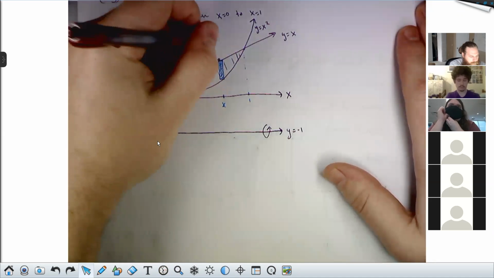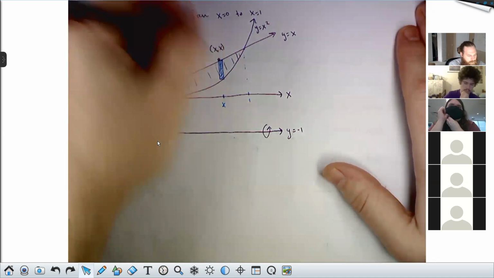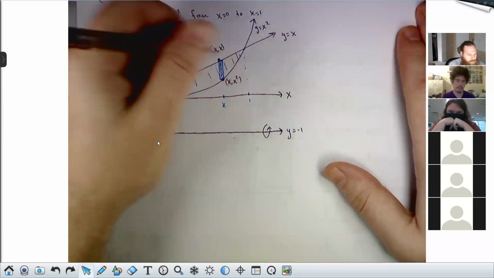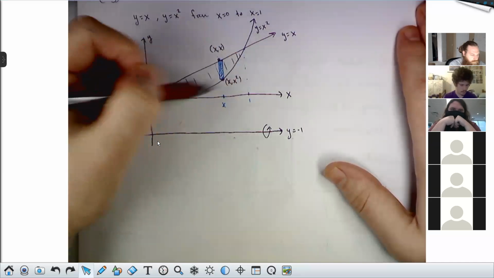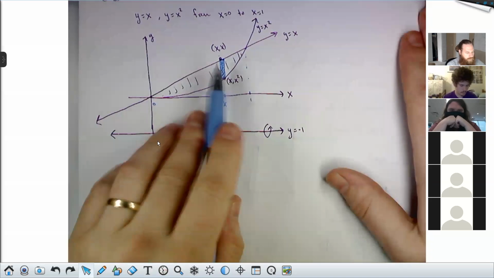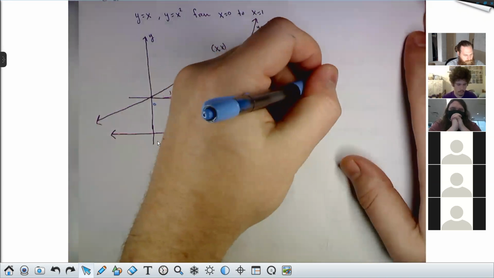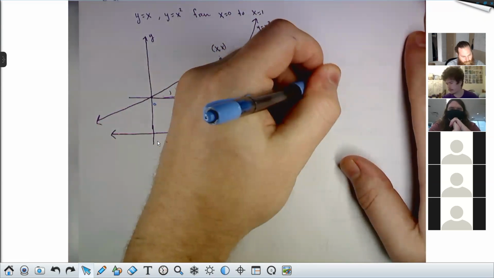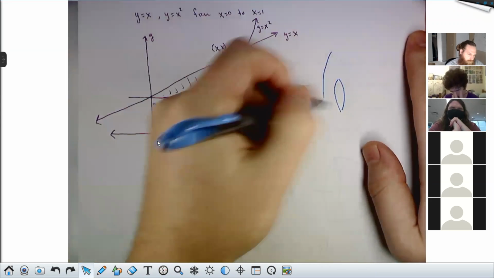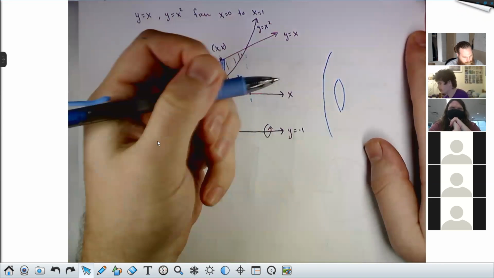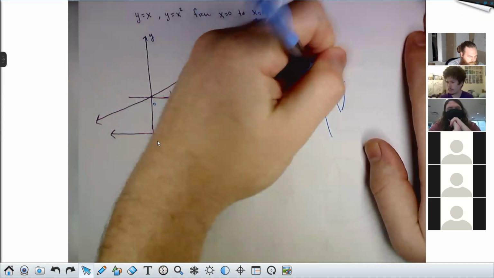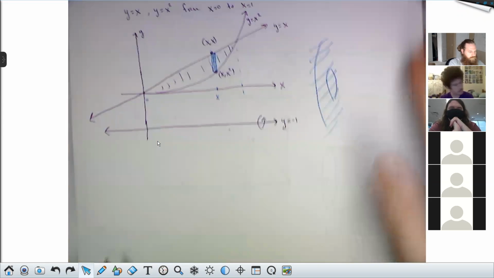The point up here is (x, x), and the point down here is (x, x squared), because we're on the line y equals x and the curve y equals x squared, respectively. When I rotate just this strip, I will get... bad picture. I don't want to draw that so that it looks like it's rotating about the x-axis. Let me redraw this down here.